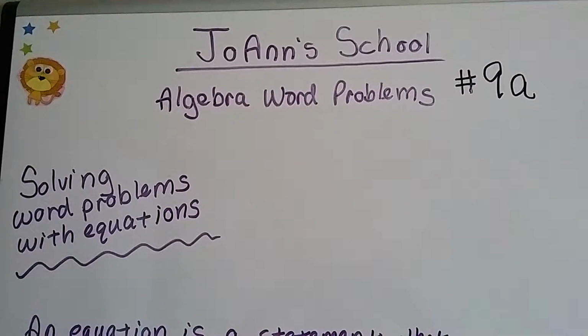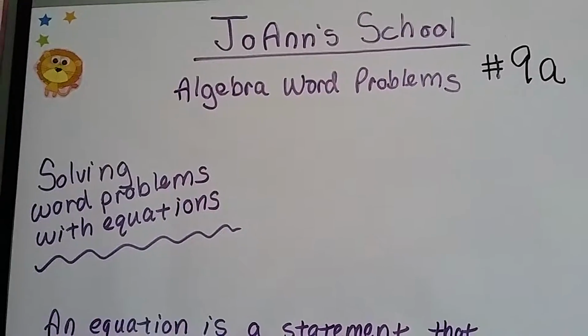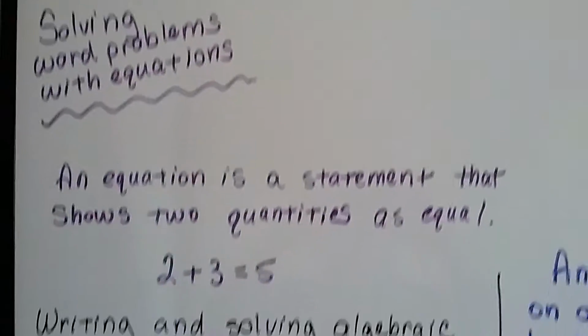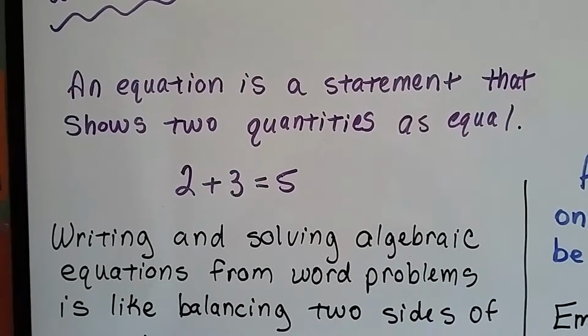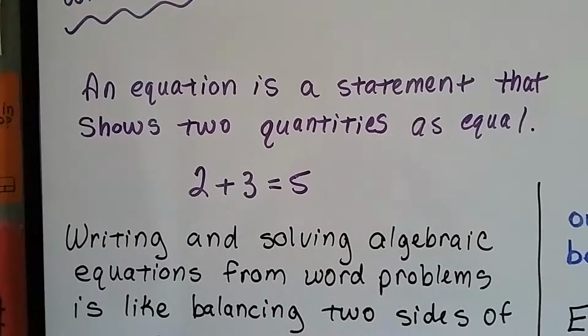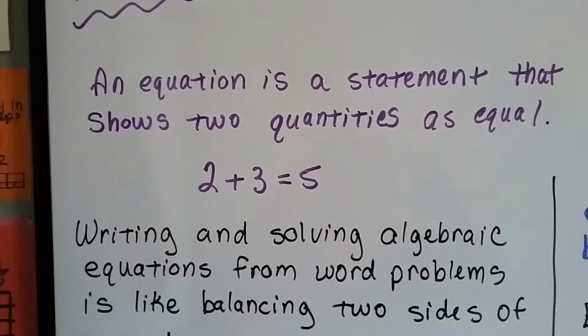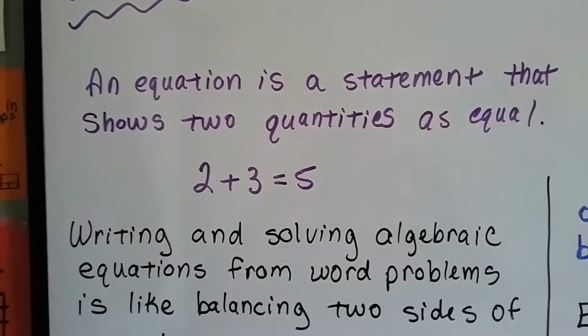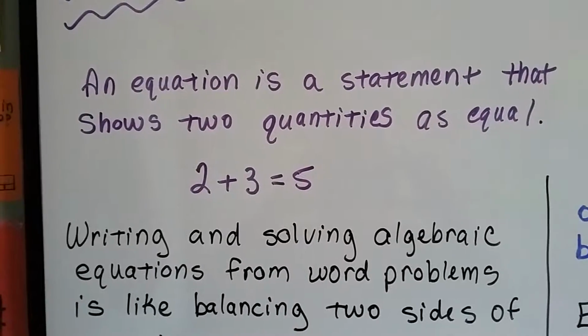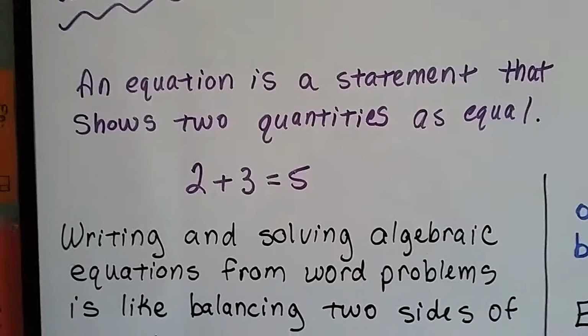Algebra Word Problems, number 9a, solving word problems with equations. An equation is a statement that shows two quantities as equal. 2 plus 3 equals 5. Well, the 2 and the 3, 2 plus 3 on the one side of the equal sign carries the same weight as that 5 on the other side of the equal sign.